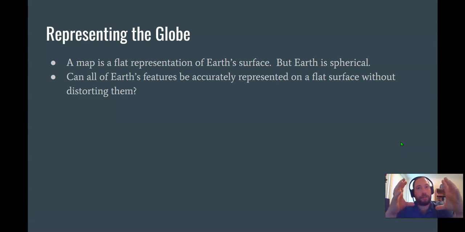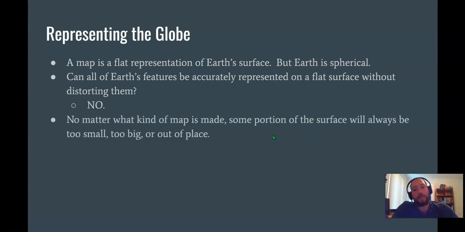A lot of cartographers have had a lot of issues with taking a spherical image and turning it into a flat image. So with all of that said, can all of Earth's features be accurately represented on a flat surface without distorting them? And the answer is no. All right, so no matter what kind of map is made, some portion of the surface will always be too big, too small, too distorted, or just out of place.